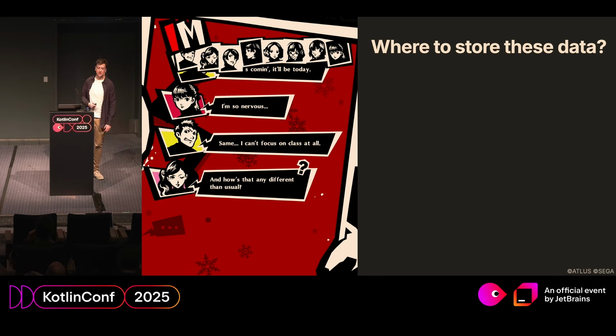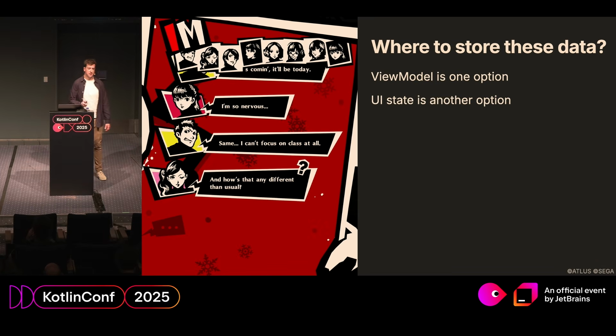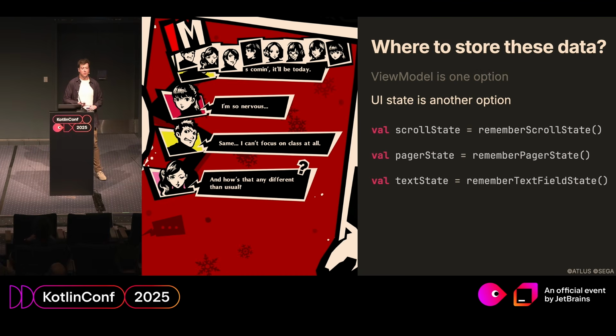Where are we going to store all of these different entries? Your first thought might be ViewModel. ViewModel is often where people go to store data for a screen. But I would actually argue that UI state is a better place for this. And by UI state, I'm talking about things like remember scroll state, remember pager state. If you've ever used any of the Compose UI primitives, you're familiar with these. We can also write our own.